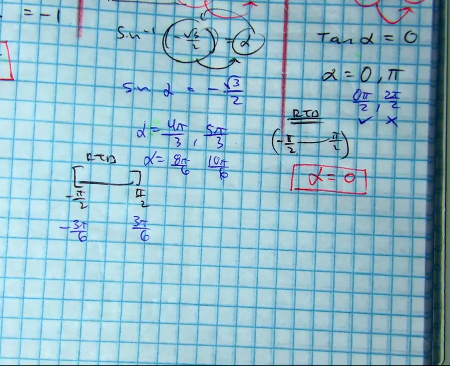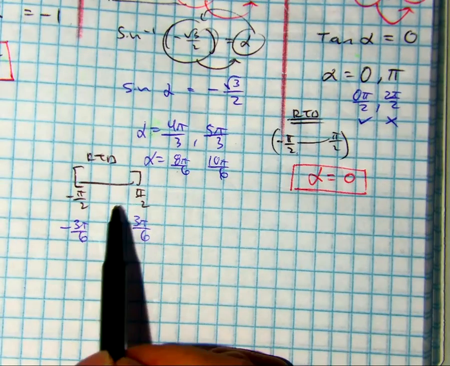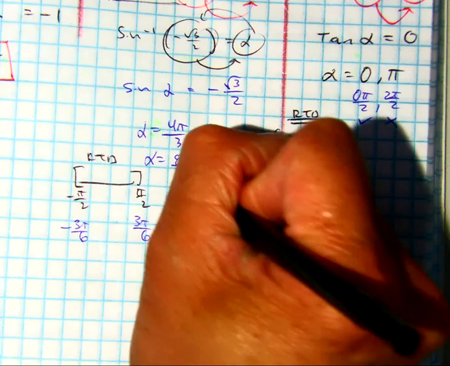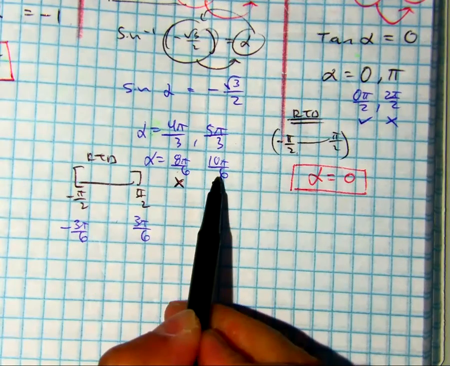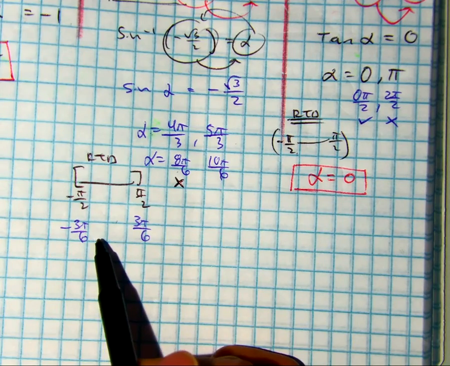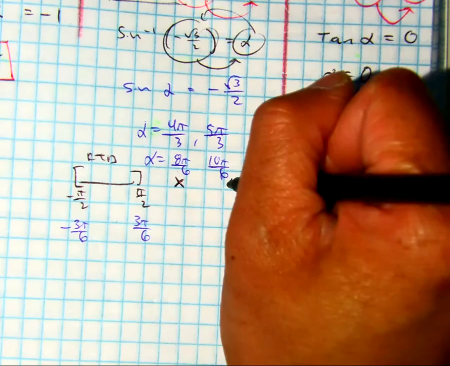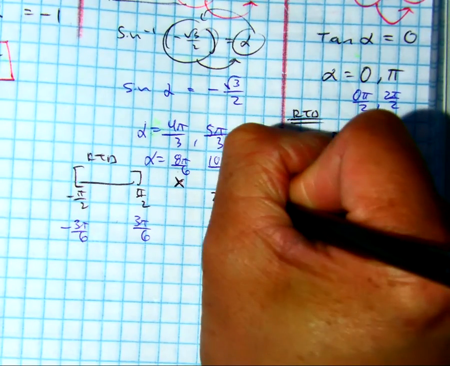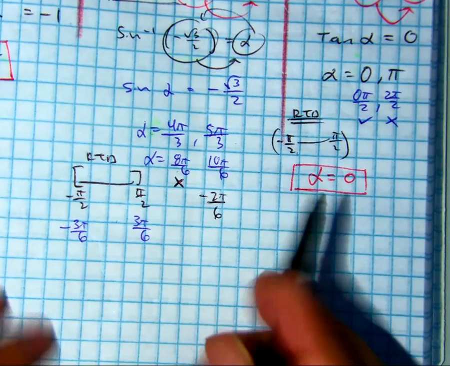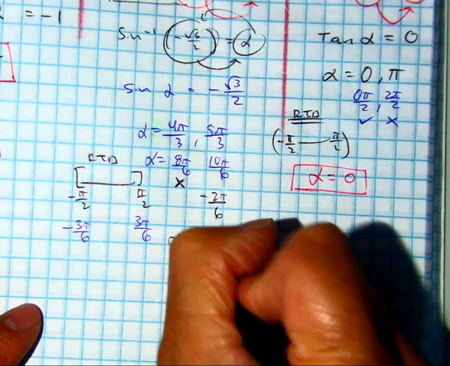Brooklyn, does 8 pi over 6 fit in here? If I subtract 12 pi over 6, does it fit in here? If I add 12 pi over 6, does it fit in here? If I subtract 12 pi over 6, does it fit in there? What do I get? Negative 2 pi over 6. And then if I reduce this, I get negative pi over 3. Alpha equals negative pi over 3.